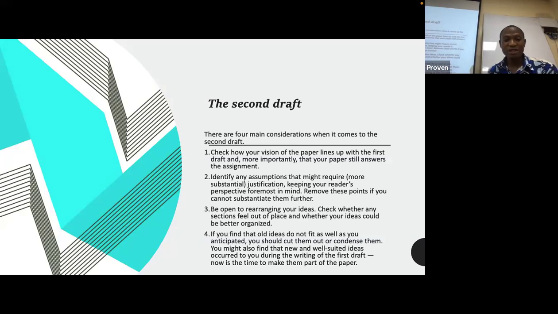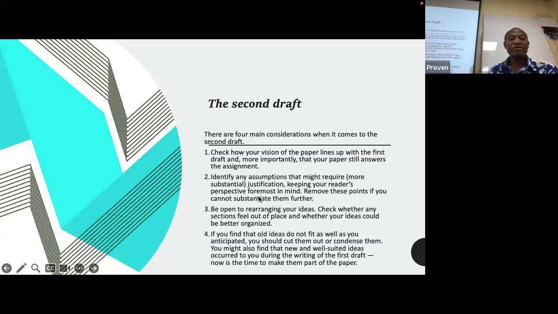If you find that old ideas do not fit as well as you anticipated, you should cut them out or condense them. You might also find that new and well-suited ideas occurred during the writing of the first draft, and you can now include them in your second draft. So you may have some new ideas, maybe on discussion, that you realize that, oh, I'm just talking too much about this. I should rather just summarize it, and then you move on.